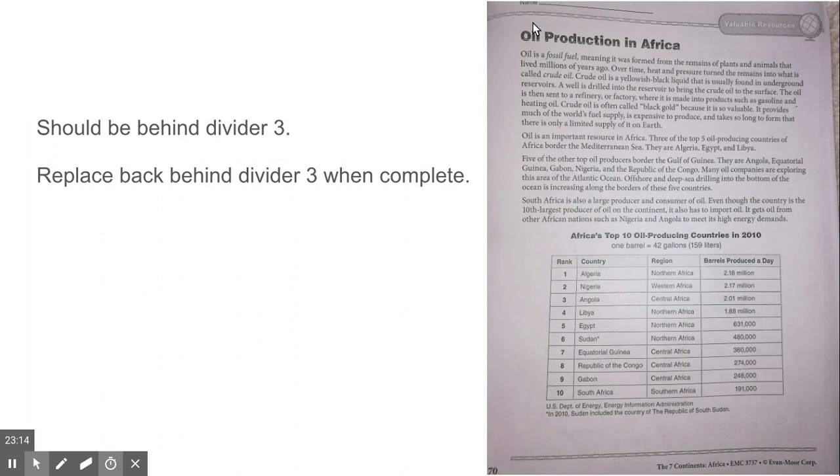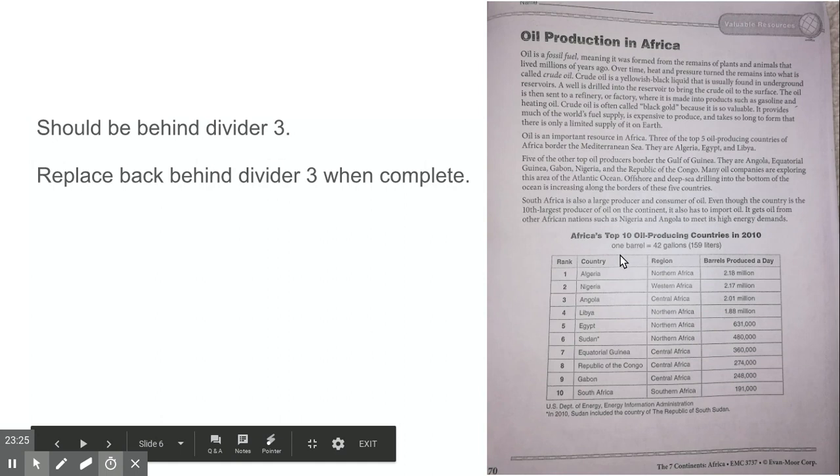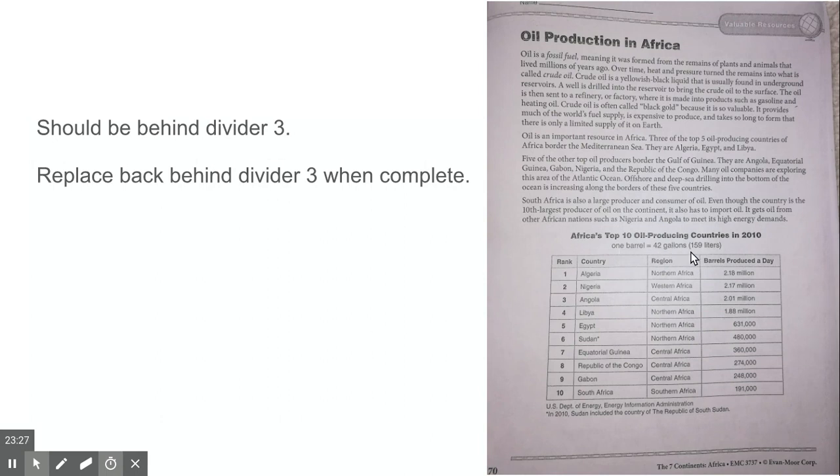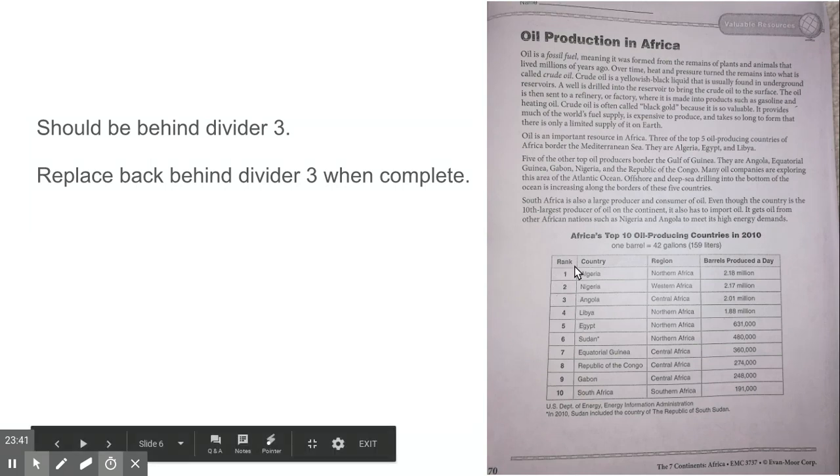So continuing on down these paragraphs, it talks about oil in Africa, but I want to pay attention to the chart. Okay. The 1 barrel equals 42 gallons or 159 liters is the same as the last chart. So when you did the math on the back of the last chart, it's going to be the same on the back of this one.